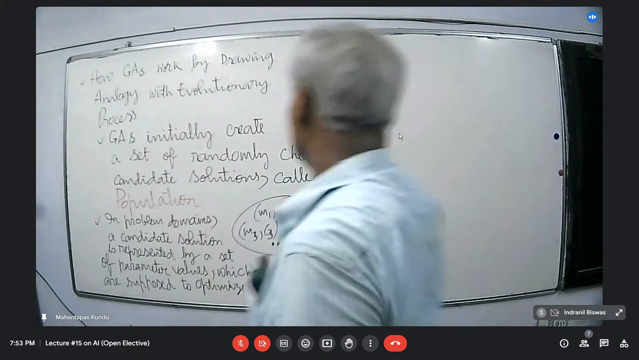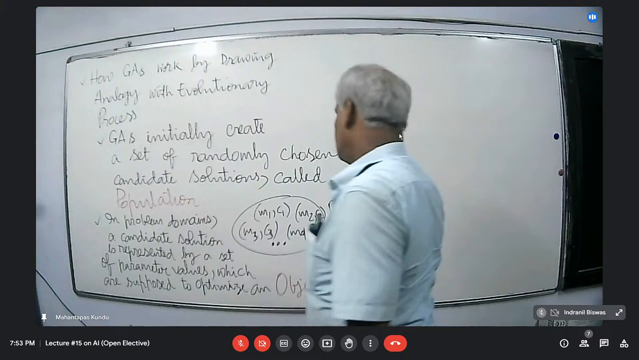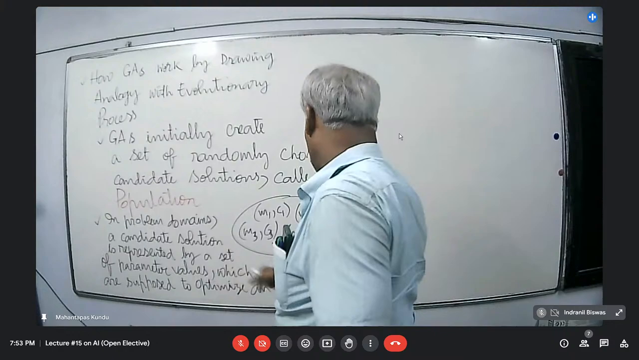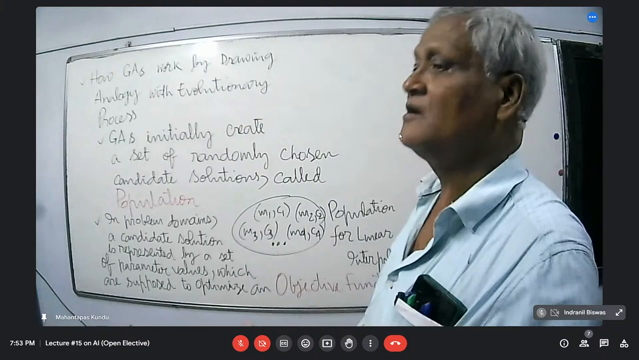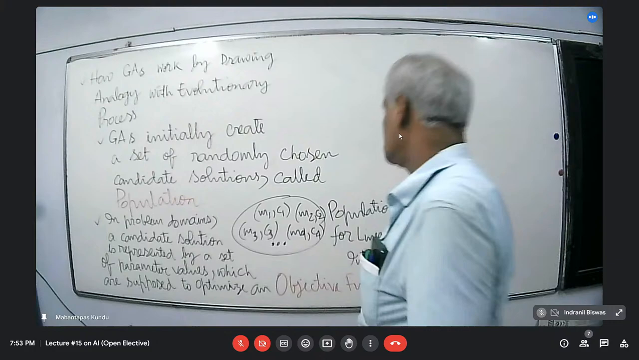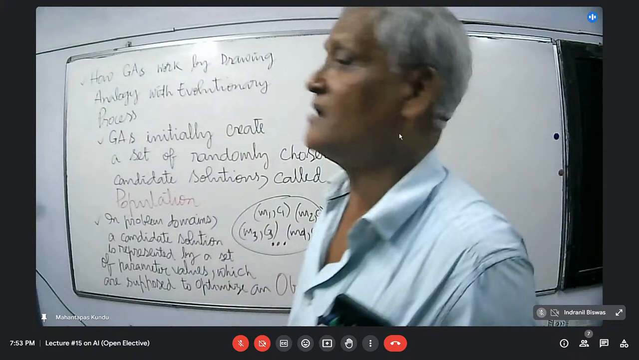So in problem domains, a candidate solution is represented by a set of parameter values which are supposed to optimize an objective function. In case of linear interpolation, there are two parameters that constitute every candidate solution. And with these parameter values, we want to optimize that error function, that is the sum of the squared error function, which I mentioned initially.